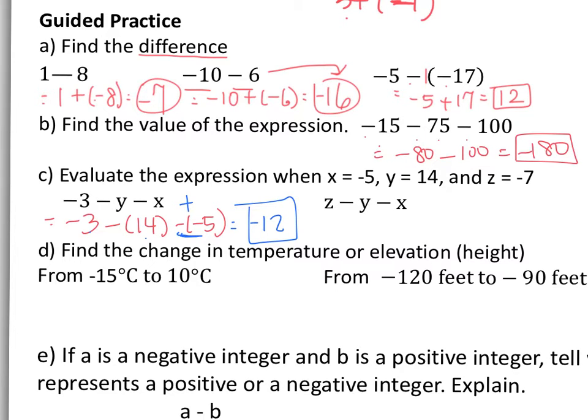Okay, here we have z equals negative 7, y equals 14, and x equals negative 5. So again, this is positive. Negative 7 minus 14 gives you negative 21 plus 5. Okay. Negative 16.